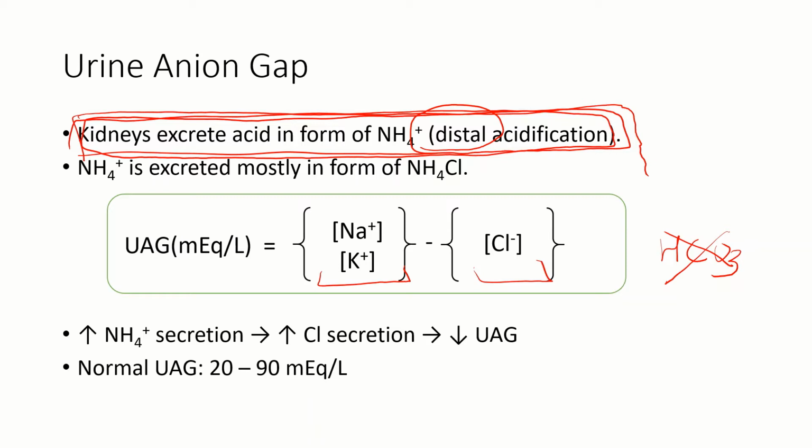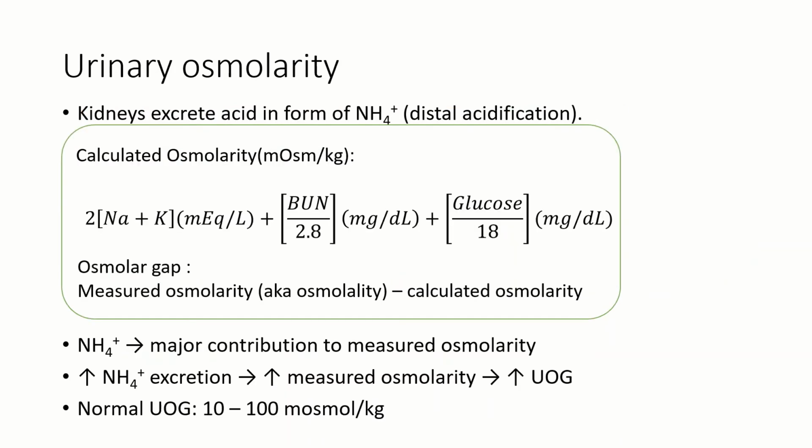So what happens if we put this and the urine anion gap together? Then we realize that whenever there is an increase in ammonium secretion, there's going to be an increase in chloride secretion, because ammonium is secreted in form of ammonium chloride, and whenever there is increase in chloride, it's going to decrease the urine anion gap. So increase in ammonium secretion is going to lead to decrease in urine anion gap. And what is the normal value of anion gap? It is 20 to 90.